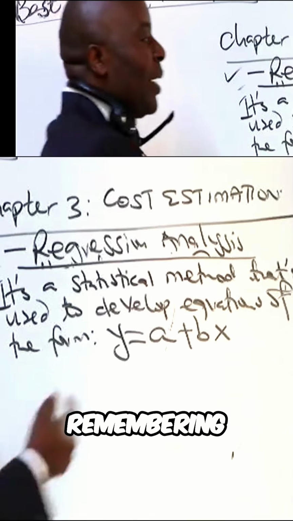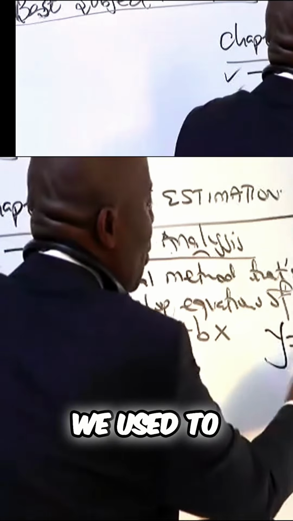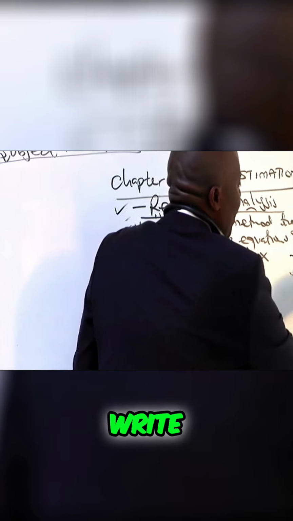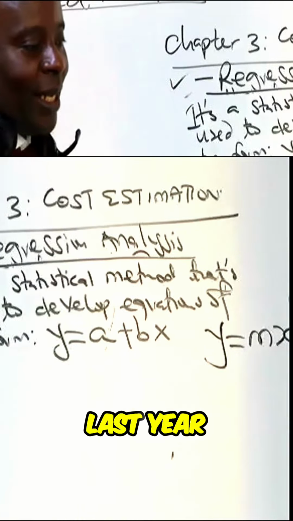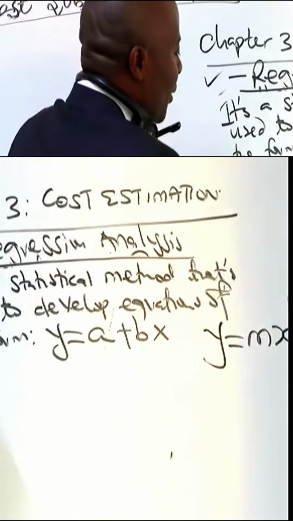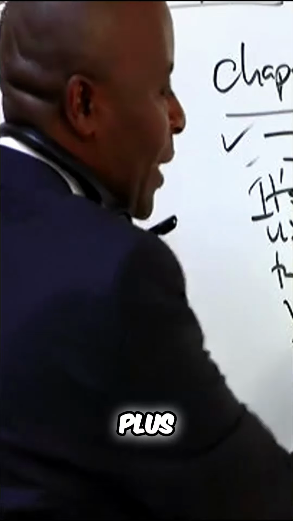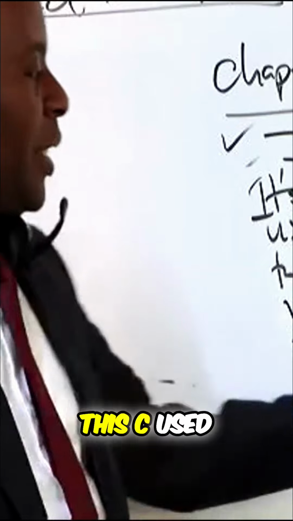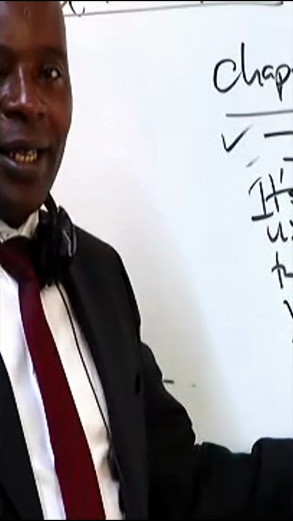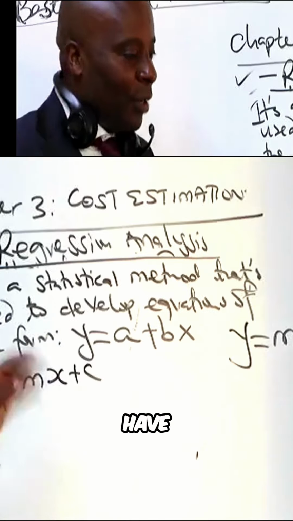So you must be remembering some formula that we used to call the general function. We used to write it as y equals mx plus what? Plus c. If you remember very well, this c used to be the y-intercept, and m used to be the gradient. You don't have to remember this.